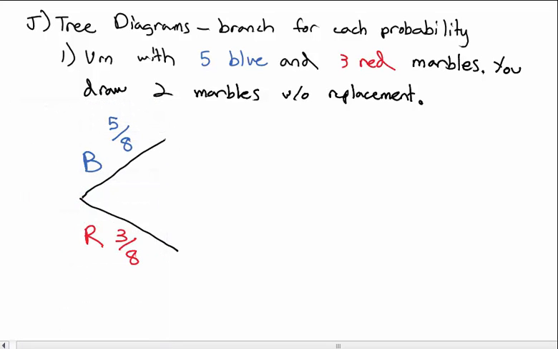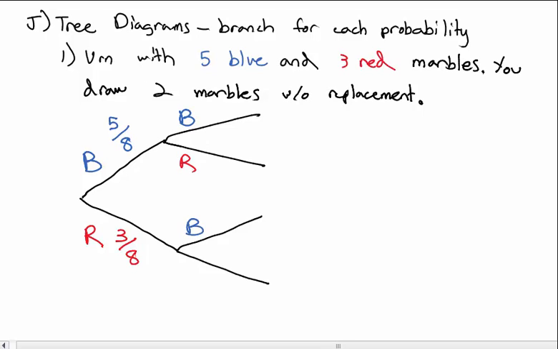Then we can do another branch for the second draw. And it can go one of 2 ways off of each of these. I can get a blue or a red, both times, actually. But we have to think something has already occurred. We have some given information. The probabilities are going to change. On the top half, a blue marble was drawn first, which means there are only 4 blue marbles left. And there are no longer 8, but 7 marbles total. Although if we want a red on the second draw, there are still 3 red marbles out of the 7 total.